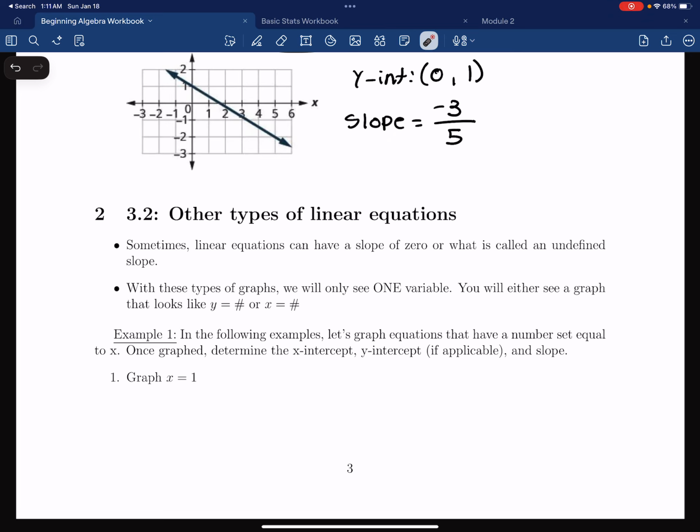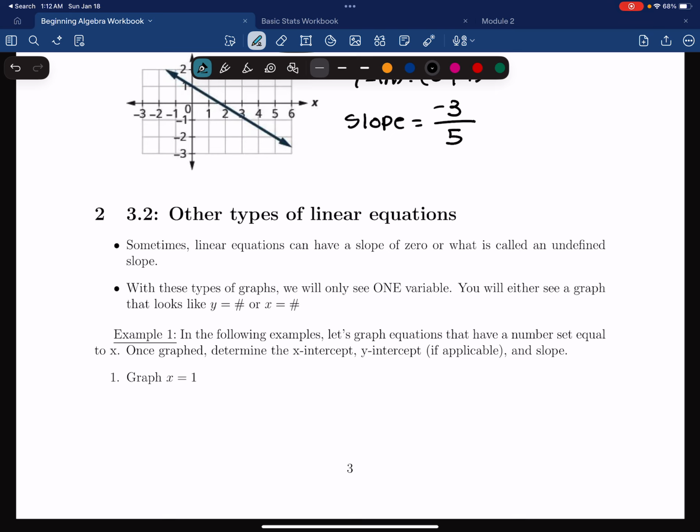With these types of equations or graphs, we will only see one variable. You will see an equation that looks like y equals some value or x equals some value. So with that being said, let's dive right into some examples. In the following examples, let's graph equations that have a number set equal to x. Once we graph these equations, we're going to determine the x-intercept, y-intercept if there is one, and the slope. Looking at example number 1, we're given the graph x equals 1.